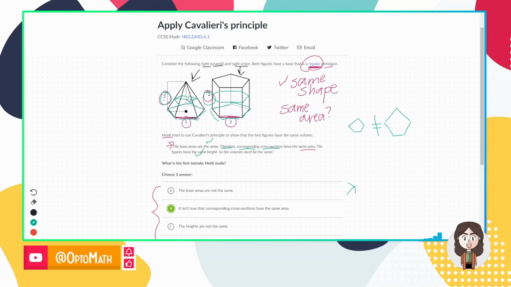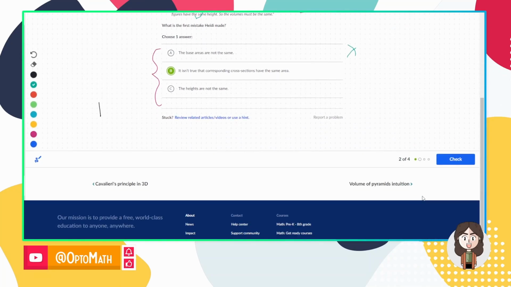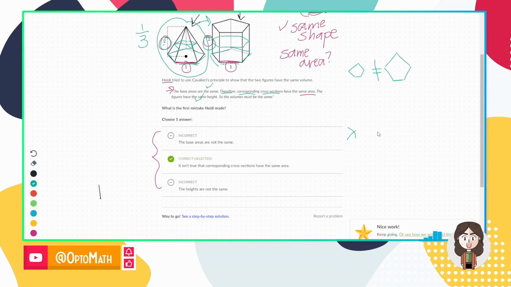A general way to see this is that they're not the same solid, right? They're not the same type of solid. One of them is a pyramid and one of them's a prism. What is true is that this pyramid is 1/3 the volume of that prism with congruent height and base area. Okay, moving along, we'll check, and we're correct.